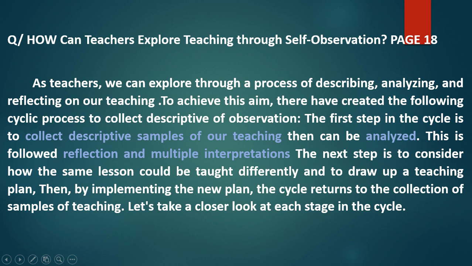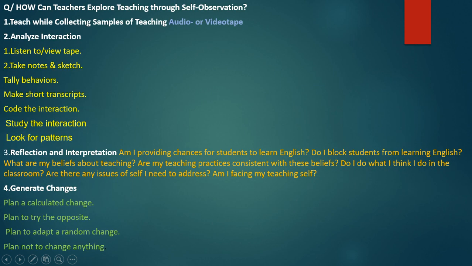The last one, step number 4, is to consider how the same lesson could be taught differently and draw up a teaching plan. This is what we call drawing a conclusion. Then we generate the conclusion from our decision. By implementing the new plan, the cycle returns to the collection of samples of teaching. Let's take a closer look at each stage in the cycle, each one in detail.